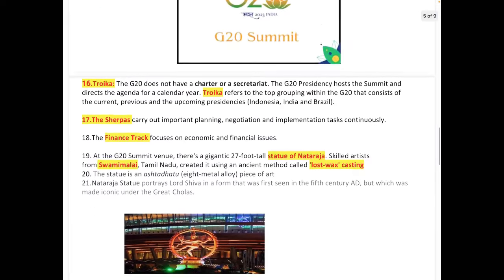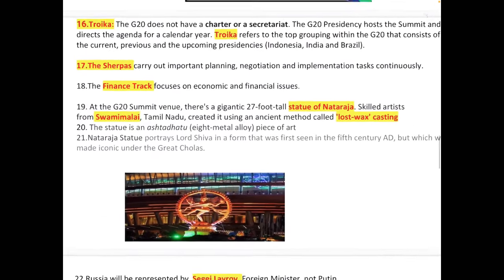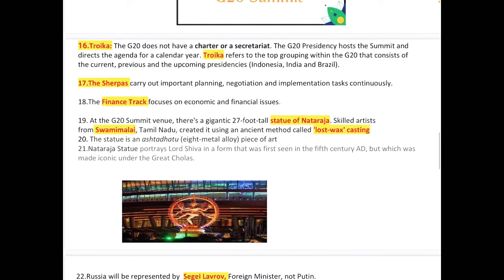So next, Troika also is a very important point. It is a term actually used in this G20 Summit. We'll see what is the Troika. G20 does not have a charter or a secretariat, means it doesn't have a permanent secretariat. Every year this G20 is held annually, and it changes. There is no permanent secretariat or headquarters.